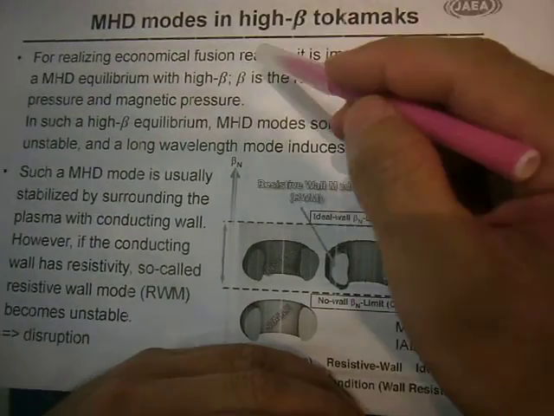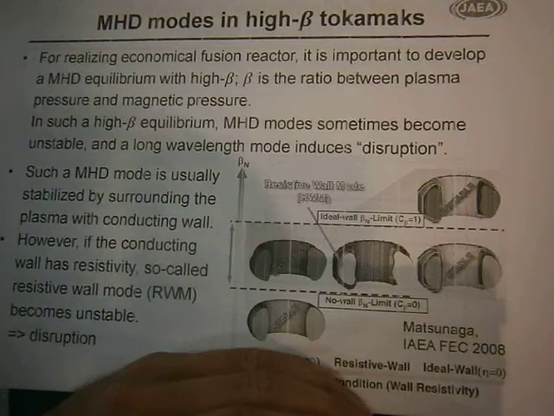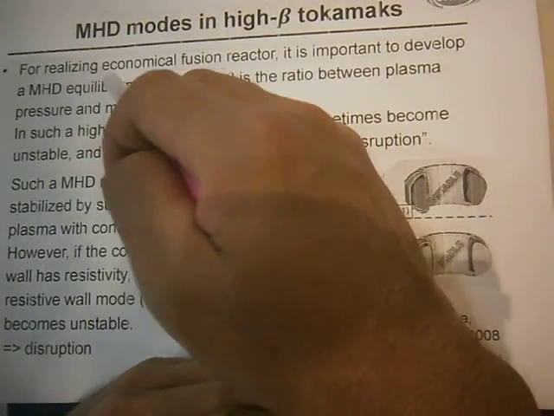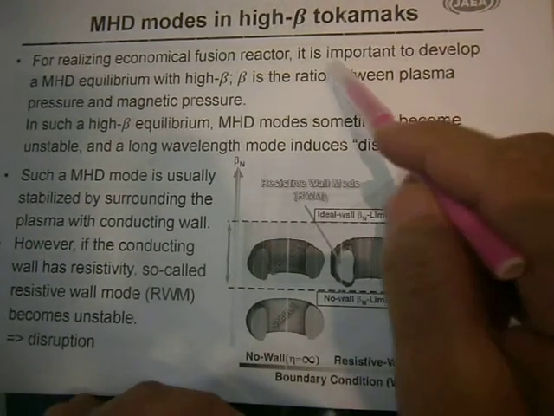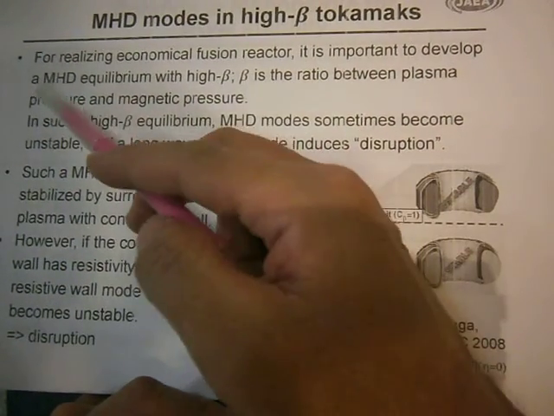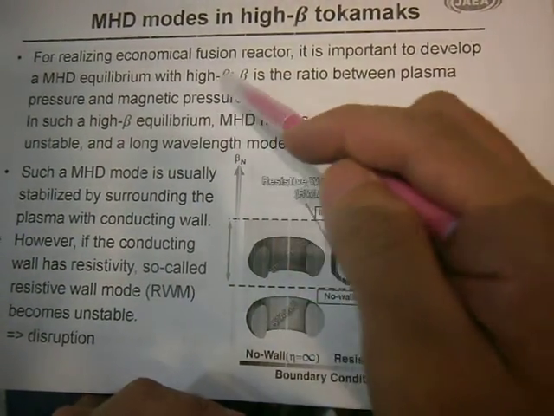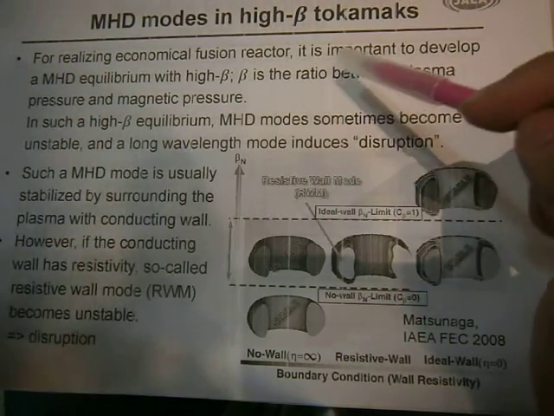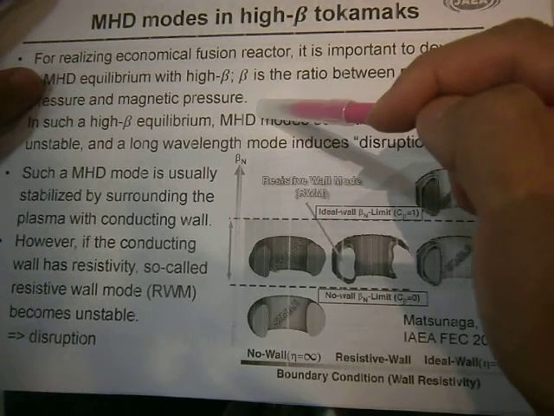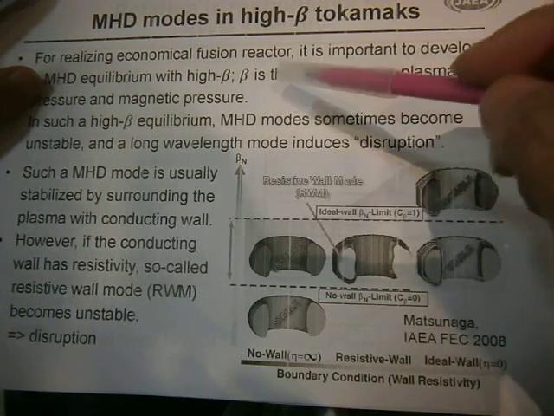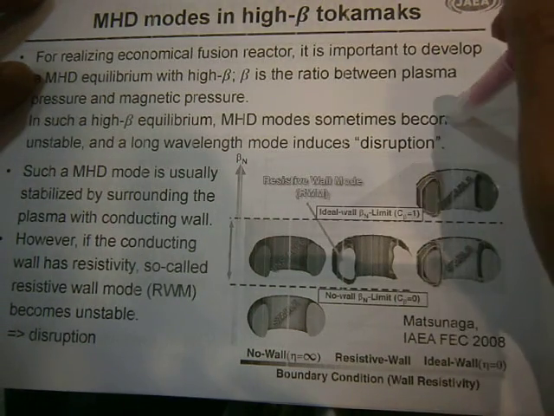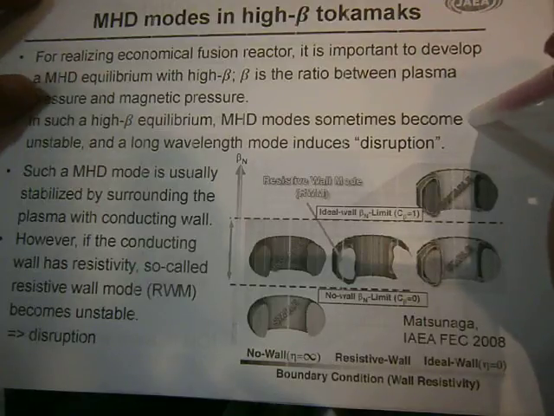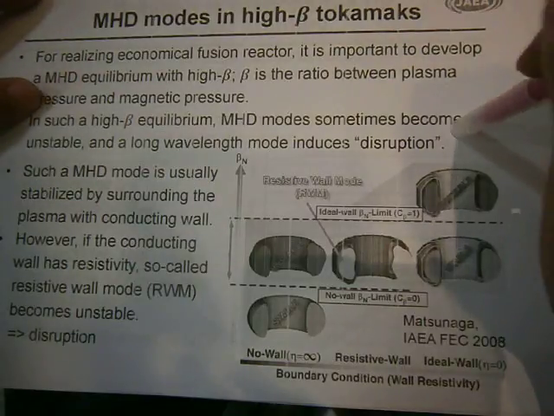MHD mode in high beta tokamak. For the realization of an economical fusion reactor, it is important to develop MHD equilibrium with high beta, the ratio between the plasma pressure and magnetic pressure. And high beta MHD modes sometimes include long wavelength modes.